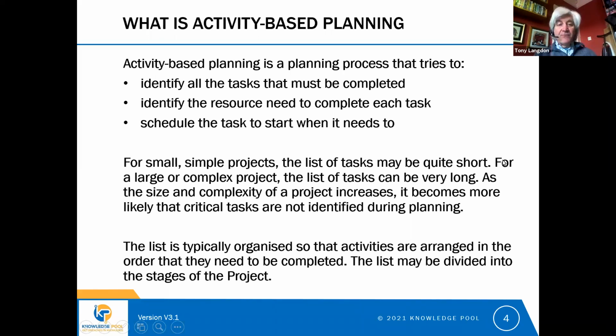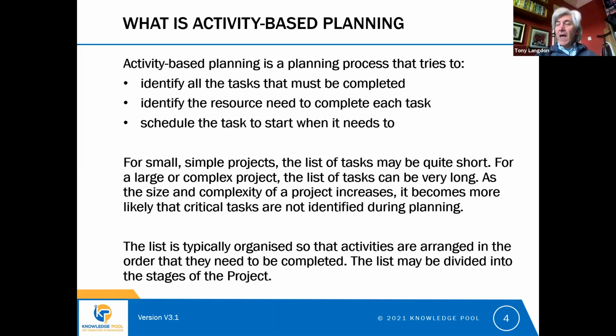So if we have to identify all the tasks, we need to think about how big that's going to be. For small, simple projects, the task list is going to be quite short. The list of tasks can be very long. And as the size and complexity of a project increases, it becomes more and more likely that critical tasks are not identified during planning. So there's a risk there. Our list of tasks is usually organised so that the activities are arranged in the order that they need to be completed. And this list can be divided up into the stages of the project.